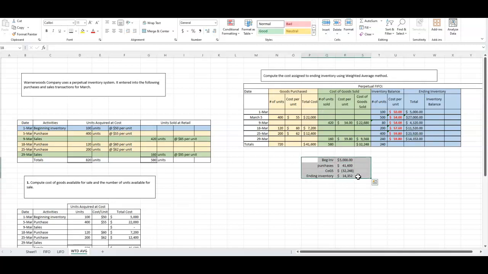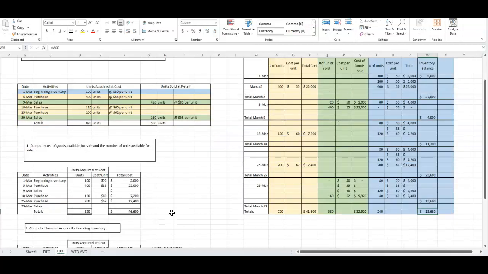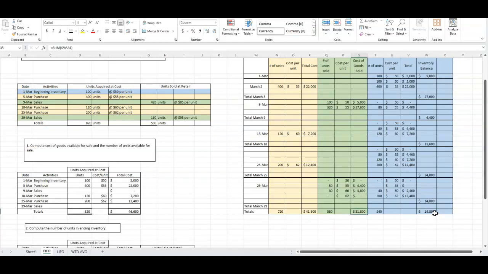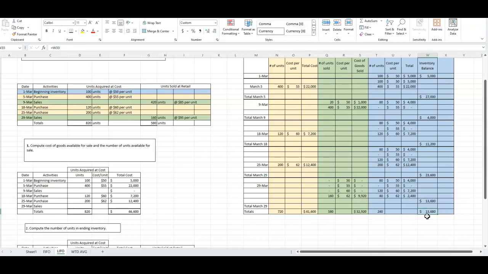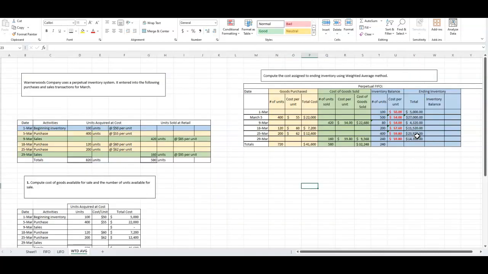And just a quick review here: $14,352 is going to be between the ending inventories for LIFO and FIFO. LIFO is going to have the lowest ending inventory. Remember, LIFO has $13,680, and FIFO has $14,800. FIFO has the highest ending inventory when prices are rising. LIFO has the lowest ending inventory when prices are rising. Weighted average is somewhere in the middle. Cost of goods sold, $32,248 for weighted average.